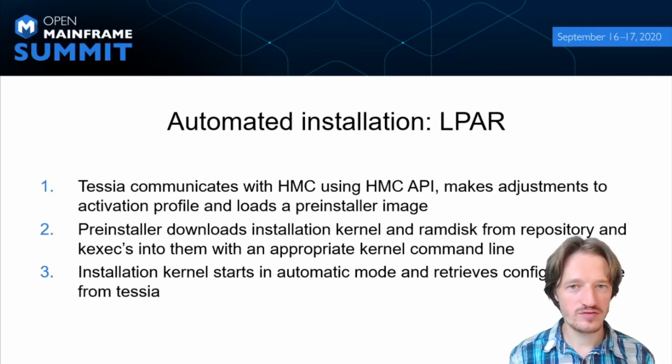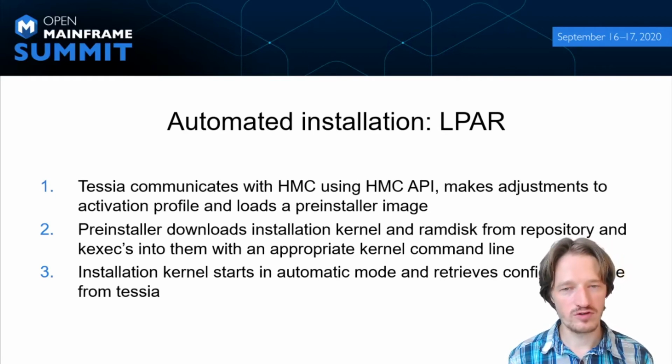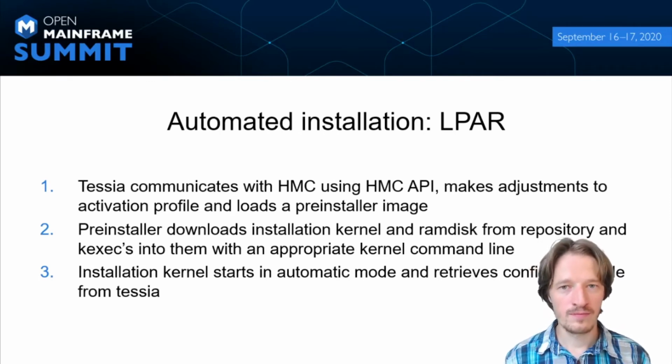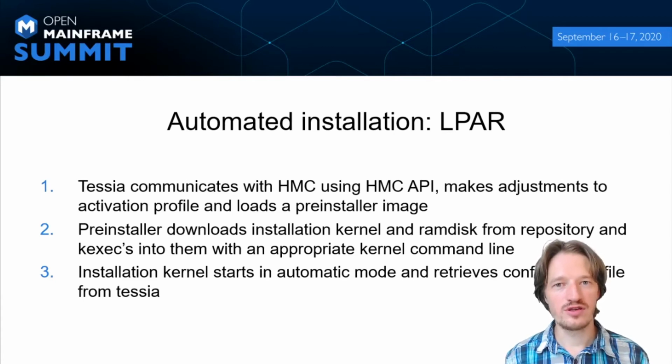However, such facilities are unavailable for Tessia, and to work around that, Tessia provides a pre-installer image. So the LPAR is loaded from the pre-installer image, which then downloads the kernel and the initial RAM disk from the repository and provides a corresponding kernel command line. Then the pre-installer image kexecs into the installation kernel, which starts in automatic mode and downloads the rest of the configuration from the Tessia server.